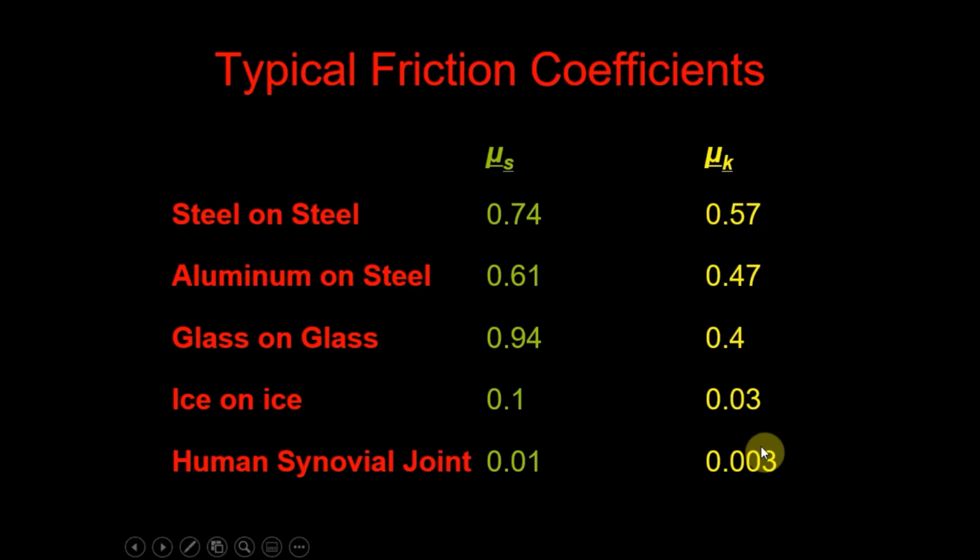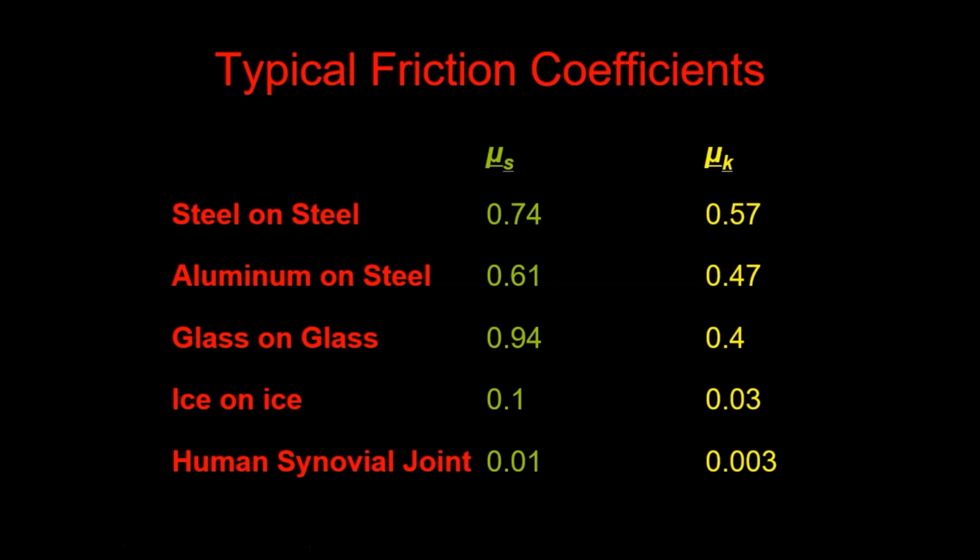Something else to point out here is μk, as you can see, for all of these values is lower than μs. So the coefficient of kinetic friction for natural materials is less than the coefficient of static friction, meaning it's easier to keep something moving than it is to start it moving. There are materials out there where μk is bigger than μs, but these tend to be synthetic, and I will not delve into those.